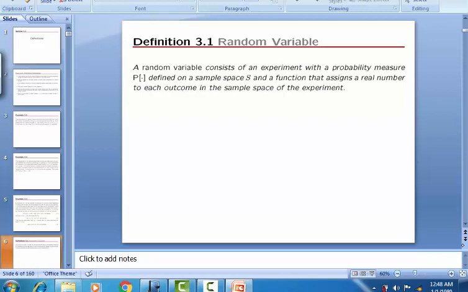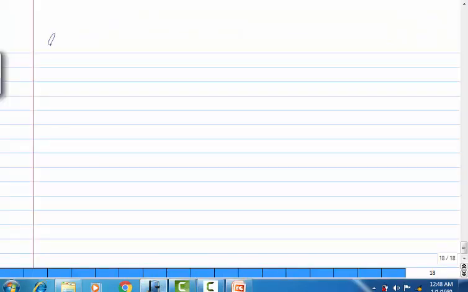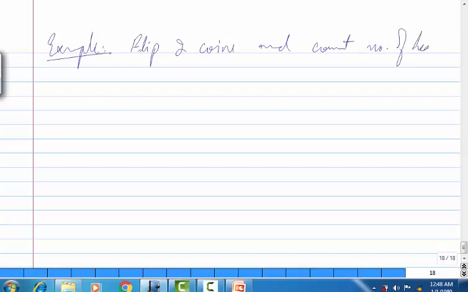For example, let's do an example here. Flip 2 coins and count the number of heads. Okay, so you have 2 coins, and if I make the sample space of 2 coins, either we have both heads, either we have first head, second tail, either we have first tail, second head, or we have both tails. So these are the outcomes.